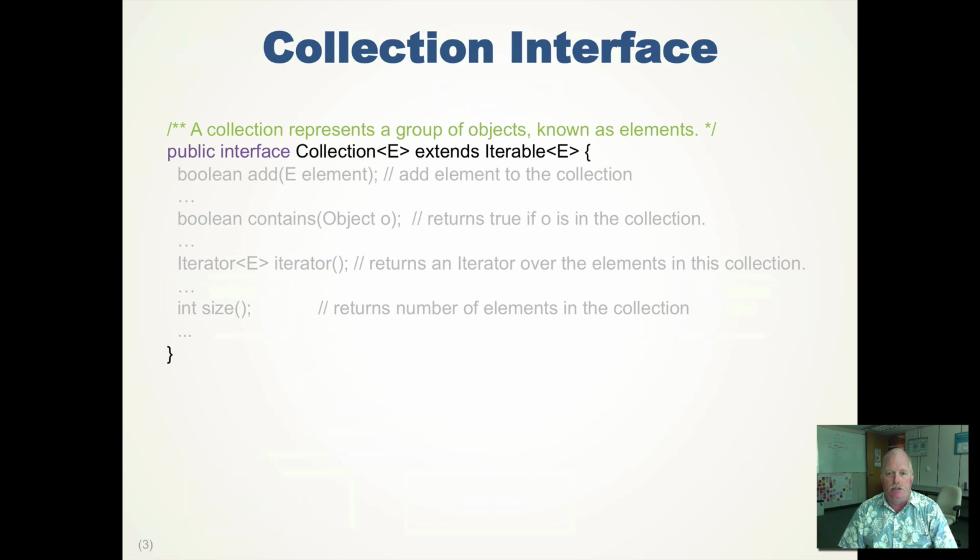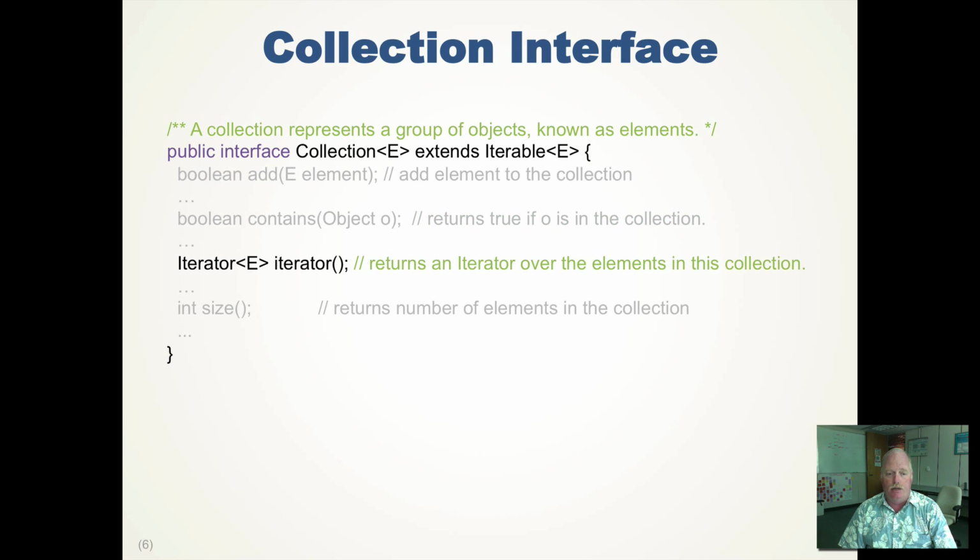So what is the collection interface? The collection interface is a public interface. It extends iterable and provides a bunch of methods. Here are some that are important. You have the ability to add an element to the collection, so you can increase the size of the collection. You can ask the question whether or not a collection contains a particular object. If it does, it will return true. If it does not, it returns false.